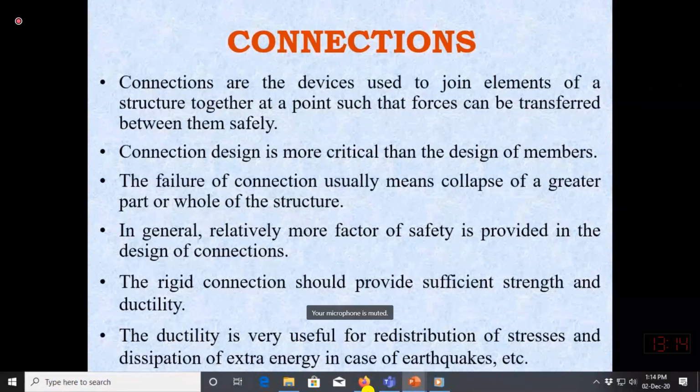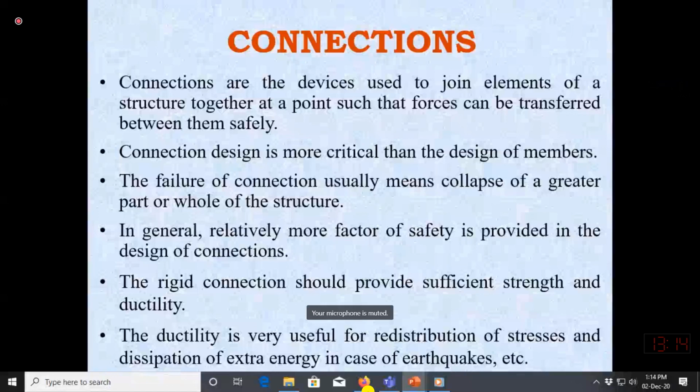And these connections can be carried out in the field. So we can connect various elements of structure, beam and column, or maybe two columns, or maybe one beam to the other beam with the help of connection. And there are different types of connection that we are going to discuss today.